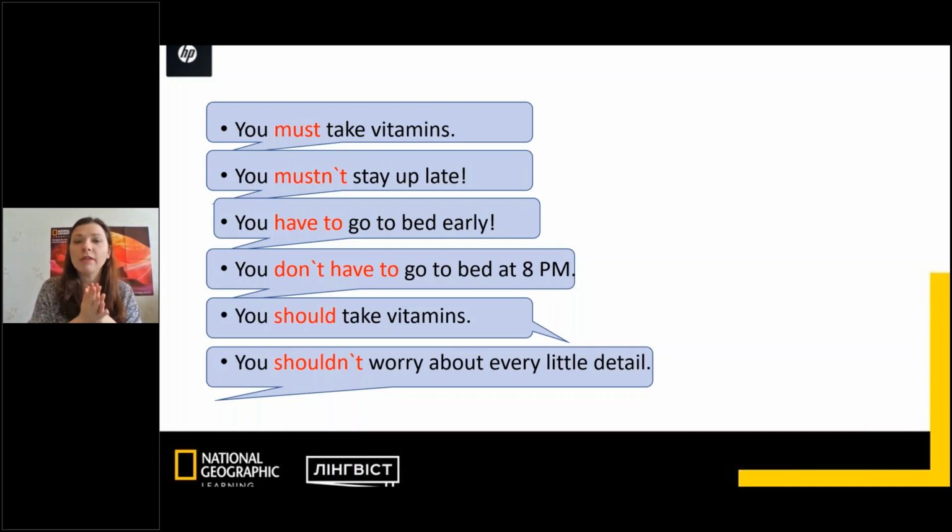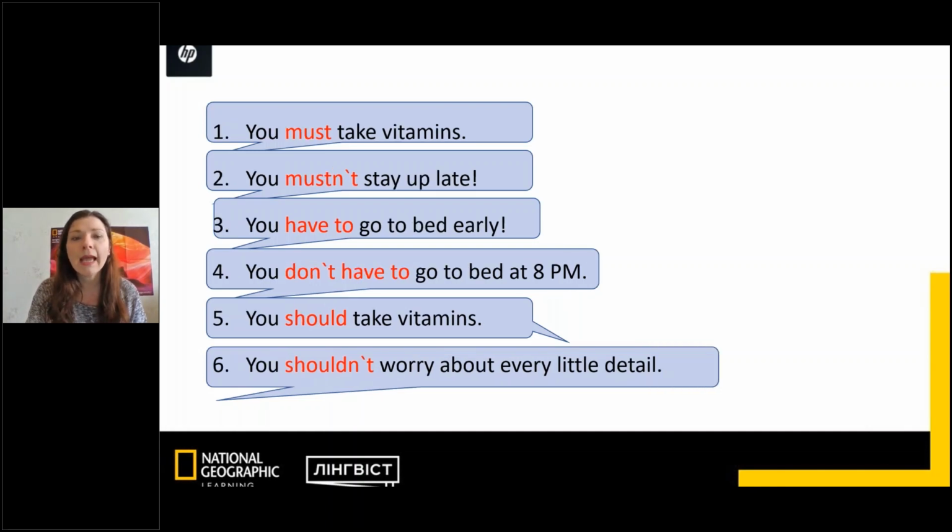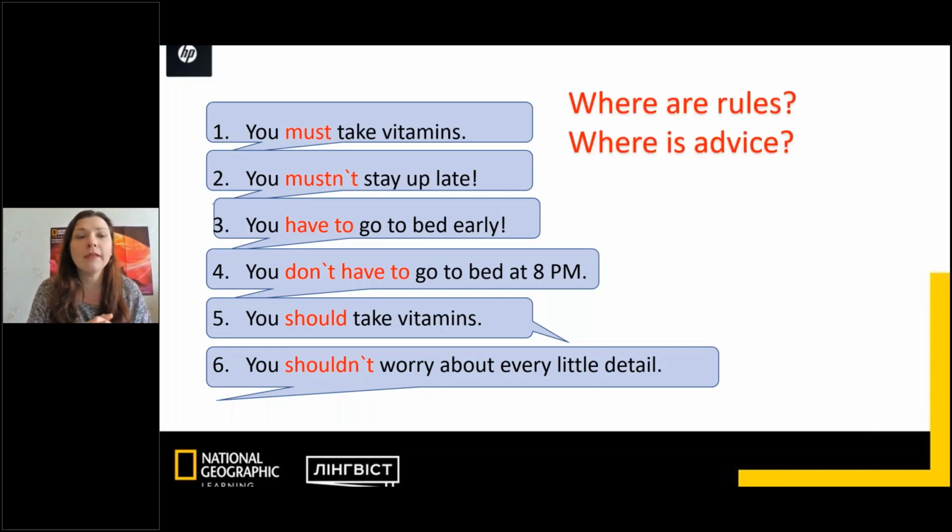You shouldn't worry about every little detail. For me, this is the best advice for any problem ever. All right, so now pay attention to red words. Must, mustn't, have to, don't have to, should, shouldn't. I put numbers next to each comment, so it will be easier for you to answer. So look at these numbers and type me numbers.